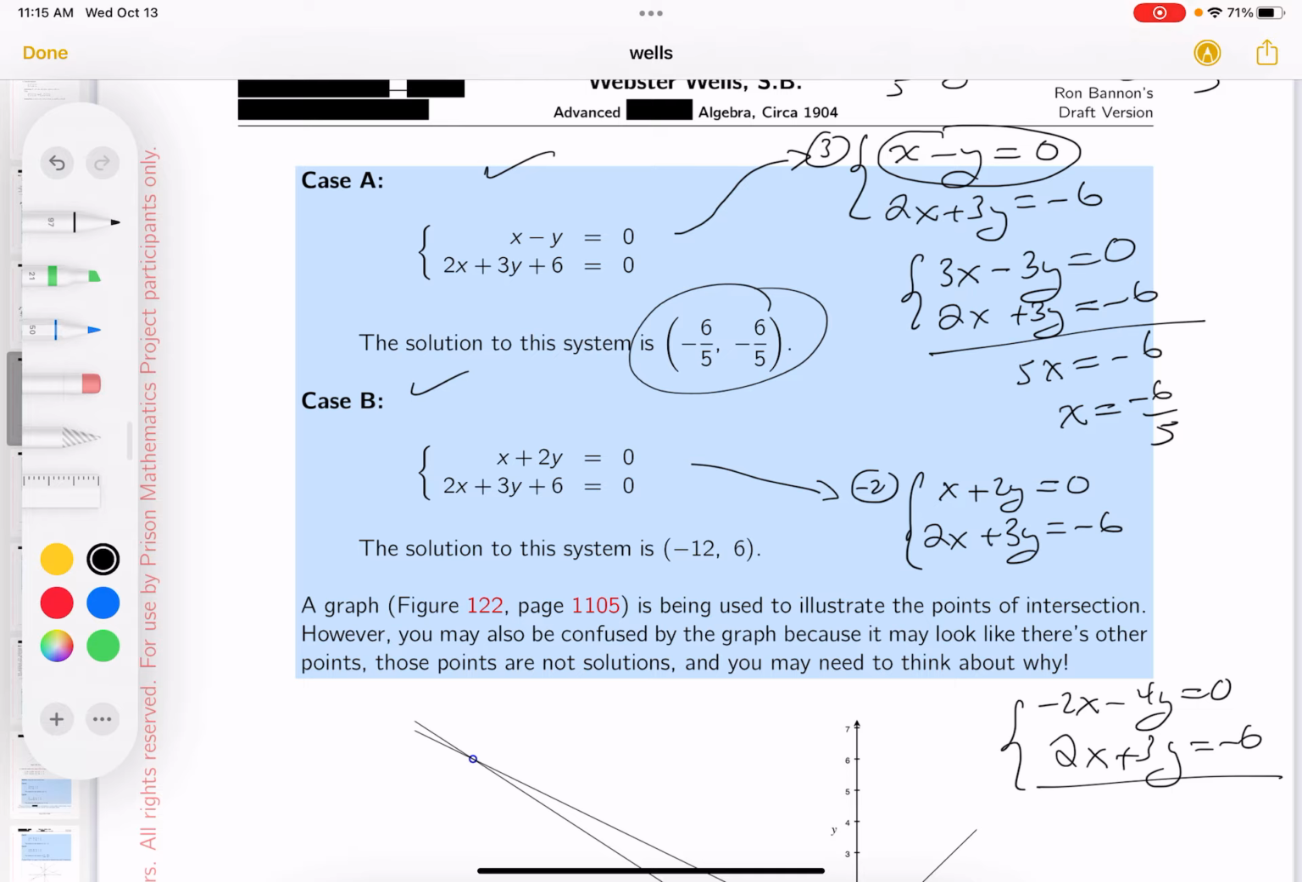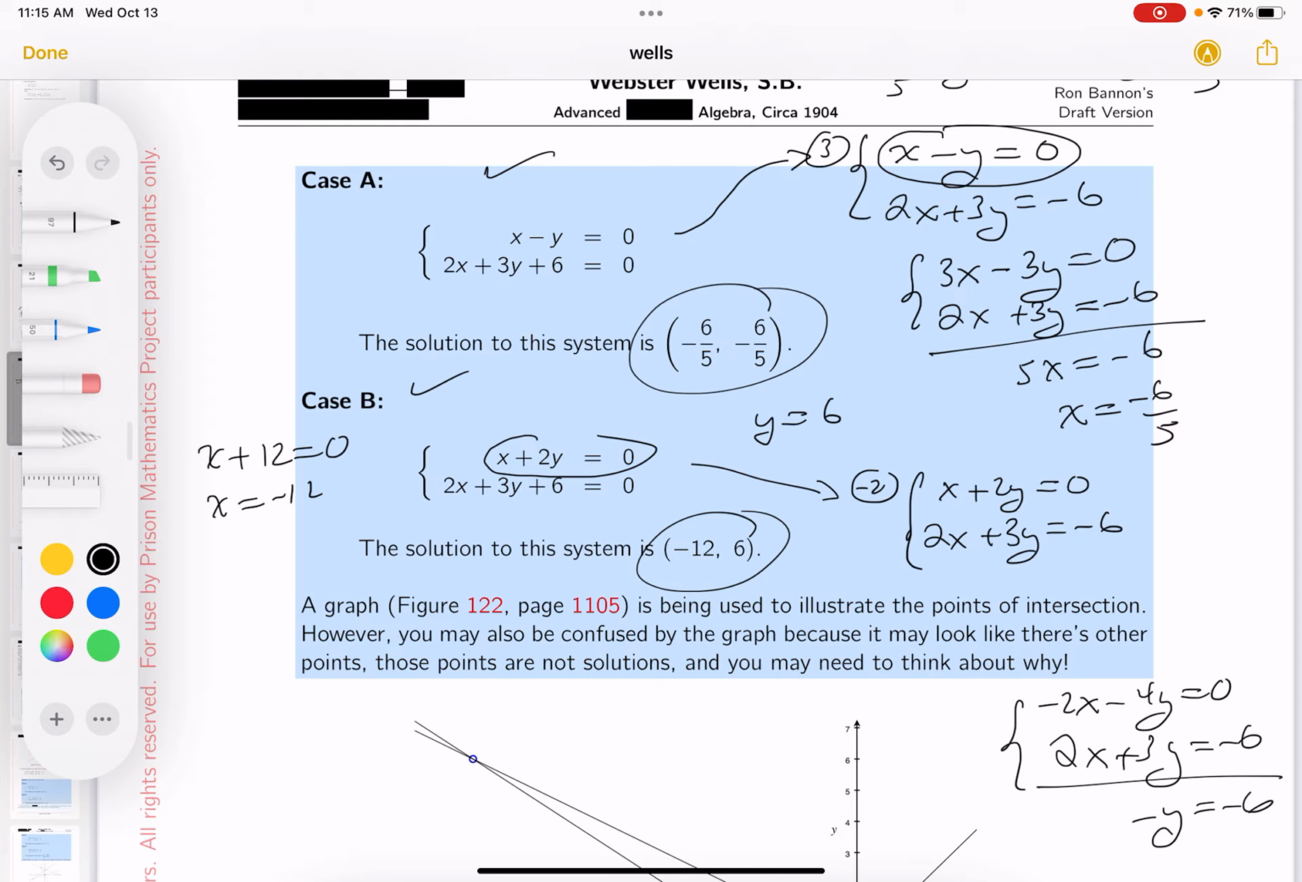I got to add things together, right? So what do you get? Minus y equals minus 6. y is 6. Now, if I'm going to do that, I'll pick this equation here, and what would you get? x plus 12 equals 0, so x has to be minus 12. That's written over here.